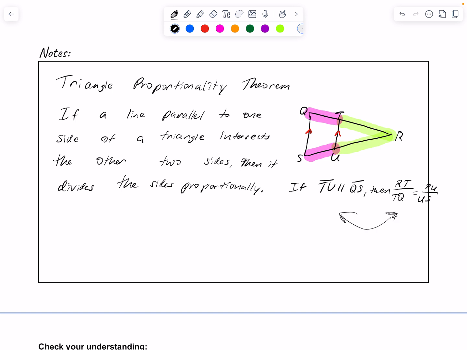So you would say if the sides are proportional to each other, so if a line divides the two sides of a triangle proportionally, then it is parallel to the third side. So it's just going backwards. We'll use both, and then both will be on your theorem sheet.